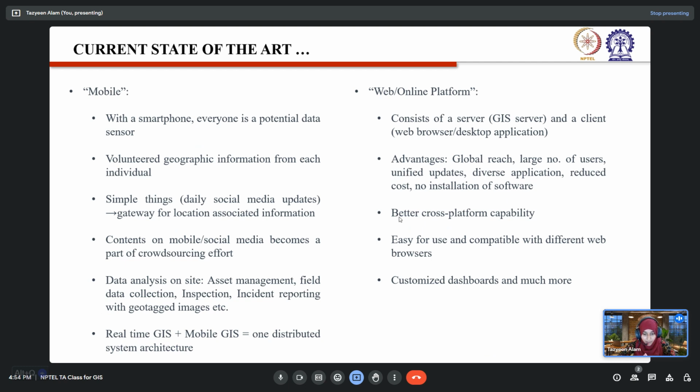So you can actually combine both of these together, and you can combine the databases and use them more efficiently, because a lot of time it is not possible to collect all the real-time GIS data on your desktop. You need to have a mobile system, right?